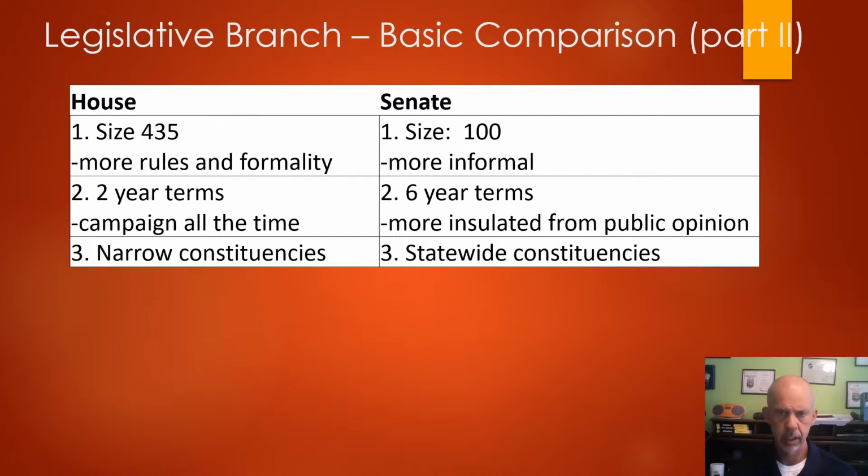House and Senate. In an earlier module, we talked about some basic differences in a table form between the House and Senate. So, first of all, the House, 435 members, the Senate, 100. And so, from that standpoint, the House has more rules and formality just to get through the basic administration of their business. The Senate, less formal.